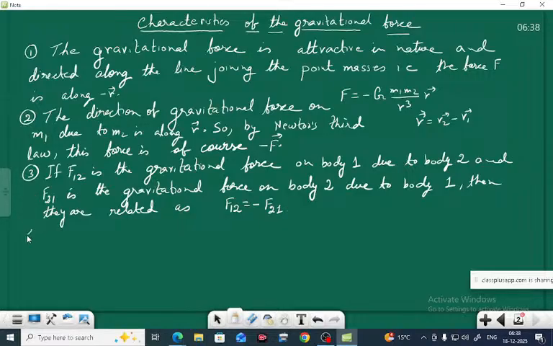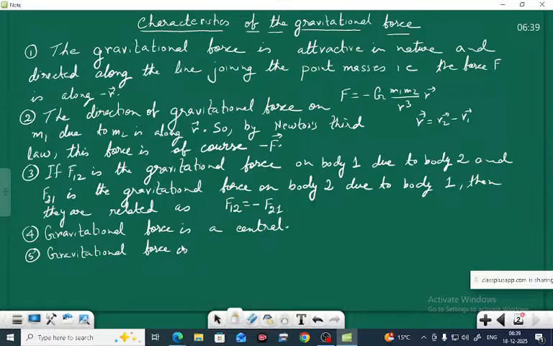And the fourth one is very much important: gravitational force is a central force. This is one of the characteristics of gravitational force. Number five, the gravitational force is a conservative force also.